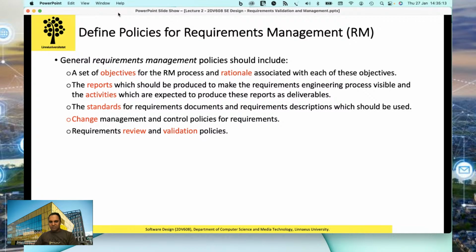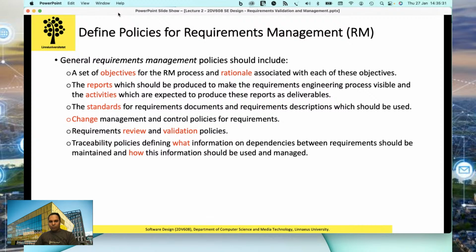So requirements validation should also have a policy. In other words, requirements validation is also part of the requirements management, which should be well defined as part of the requirements management policy. And also what types of traceability information we want to store or preserve, and how that information will be used or managed. This is also part of the requirements management policy, or we should define as part of those policies how we want to maintain traceability information.